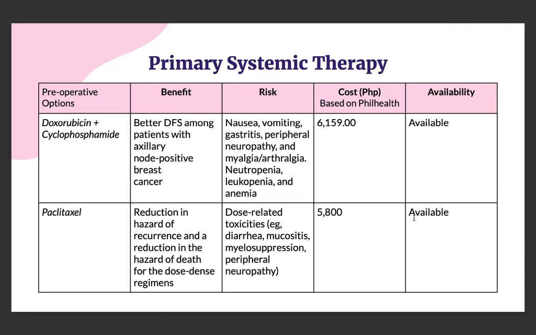And then next for the cost, it's also expensive. So we can spend a total of 5,800. So that's 4 cycles, so 1,450 times 4 cycles. And then in terms of availability, both of these are available in public hospitals. Next.